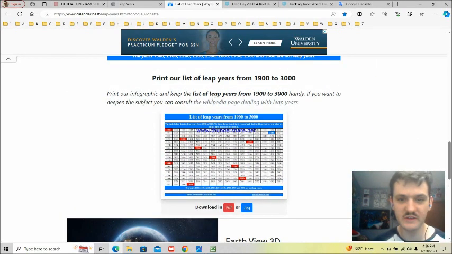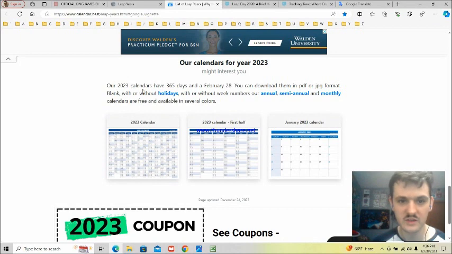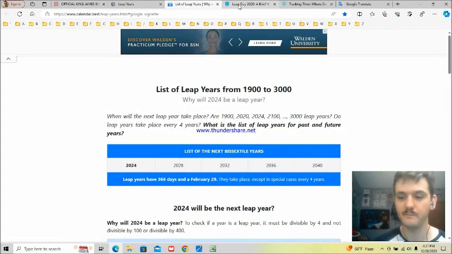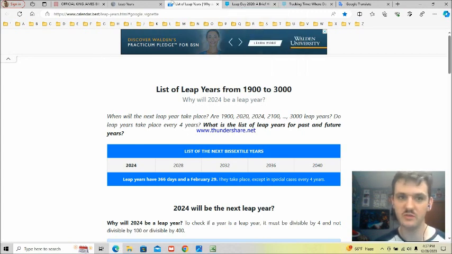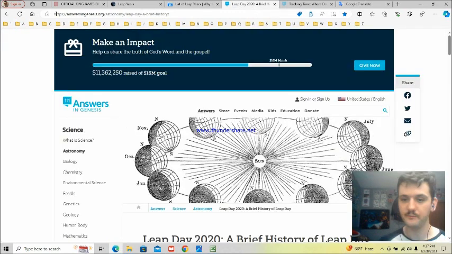There's an infographic of leap years from 1900 to 3000, handy if you want to look up leap years. You can download it in PDF format. So I took all the leap years from 1600 to the year 10,000. But I don't know whether we're gonna have those years because I don't know when the tribulation is gonna come. But we'll see.